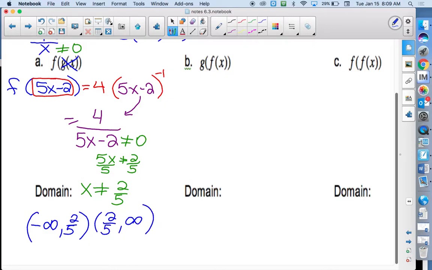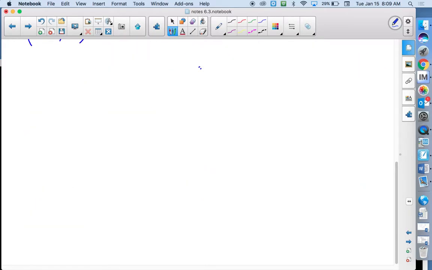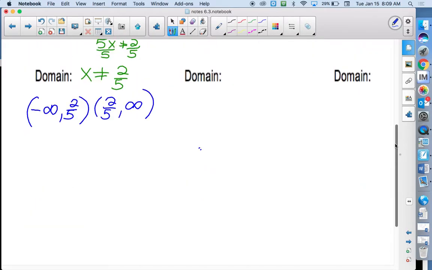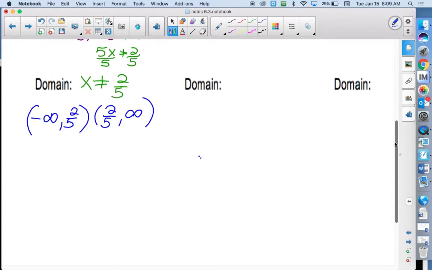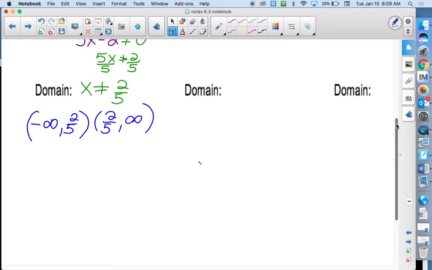Exactly. So anytime you say it can't be this number, that's when you write the 2 sets of parentheses. So negative infinity to 2 over 5, 2 over 5 to positive infinity. Questions? All right, let's see if we can try the next one.